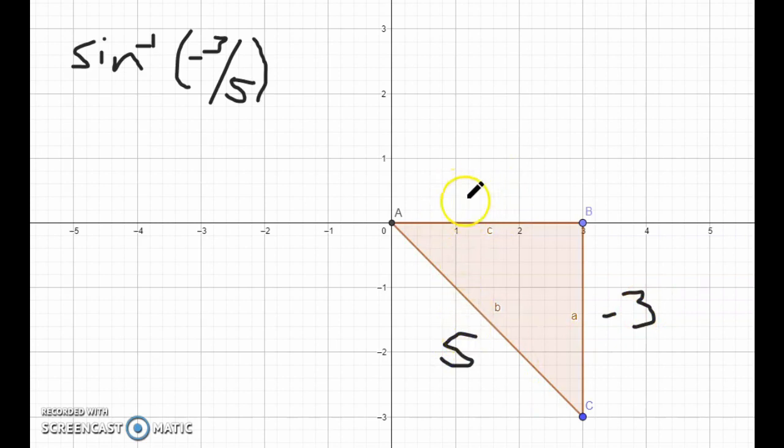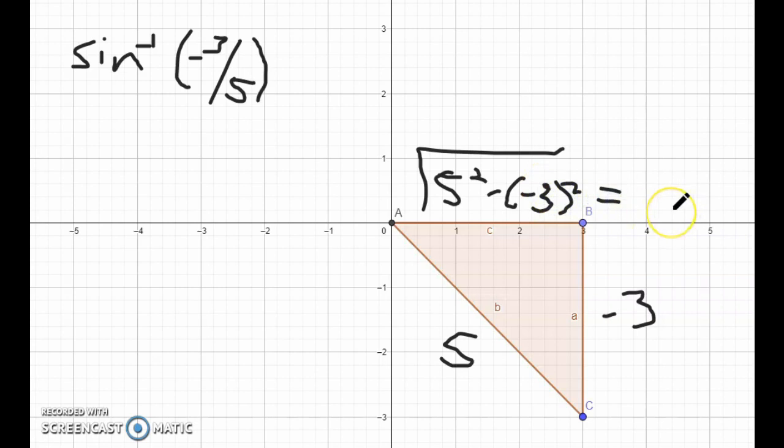And once again, we're looking for a side. We have a hypotenuse, so we're going to use Pythagorean theorem, and we have 5 squared minus negative 3 squared, and that equals 4. So that's a nice number. So what we were looking for, if you remember, was cosine. So cosine is adjacent over hypotenuse. So we're doing 4/5. 4/5 will be our answer.